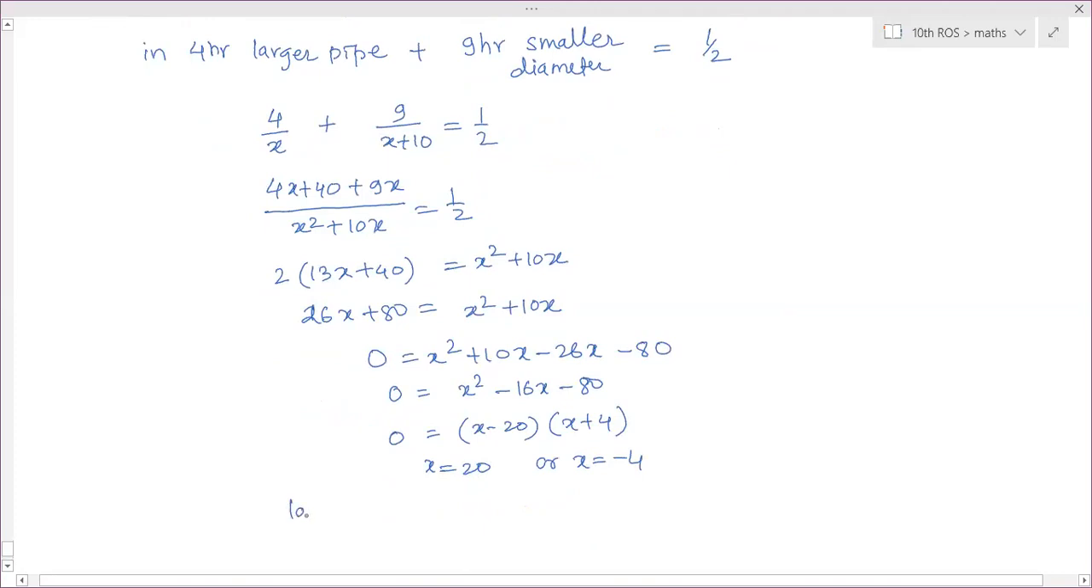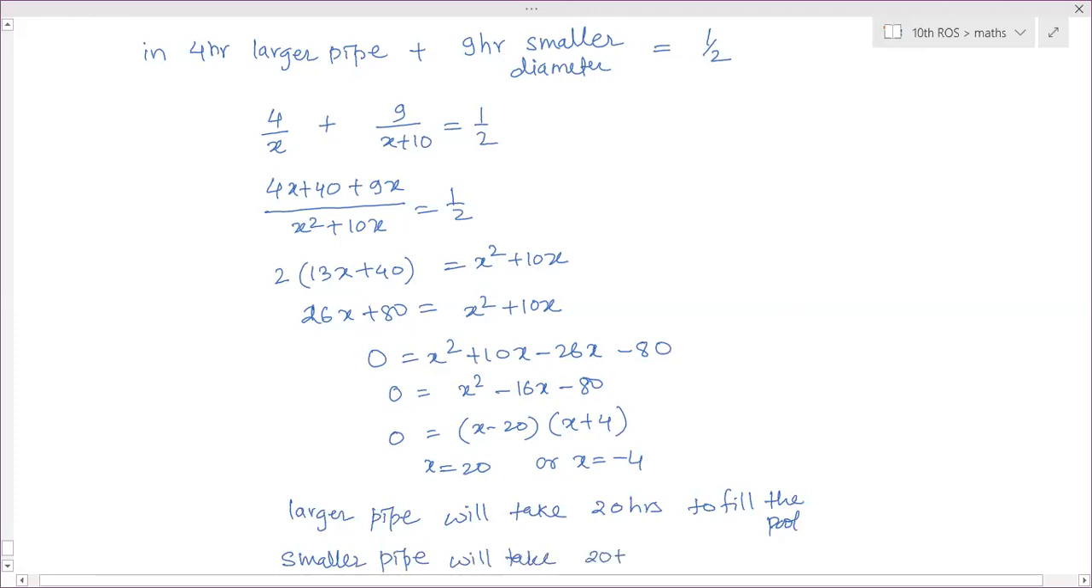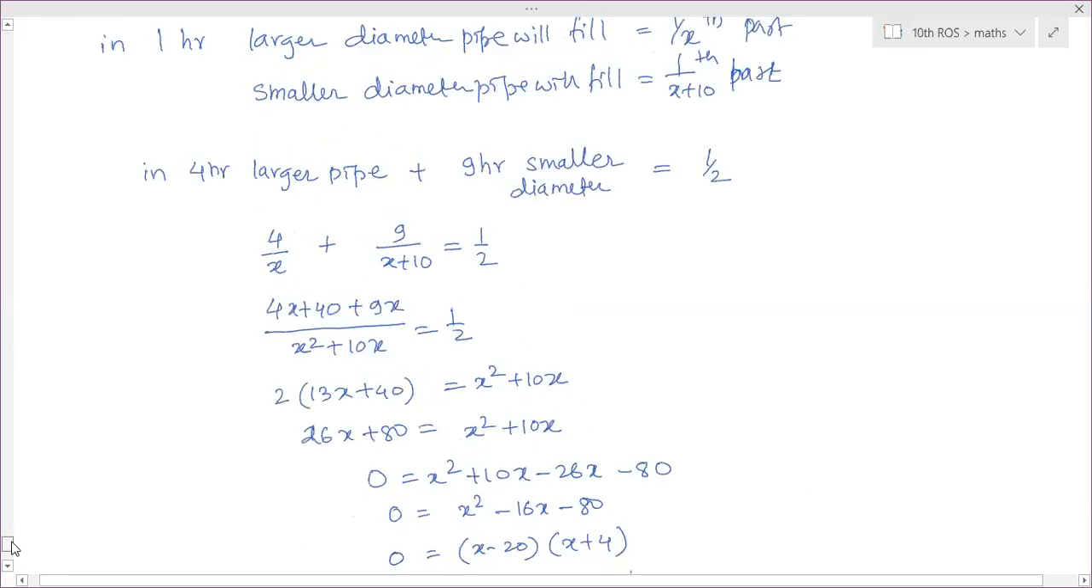So the larger pipe will take 20 hours to completely fill the tank alone. And the smaller will take 10 hours more. 20 plus 10, that is 30 hours. 30 hours. It's clear? Yes, ma'am.